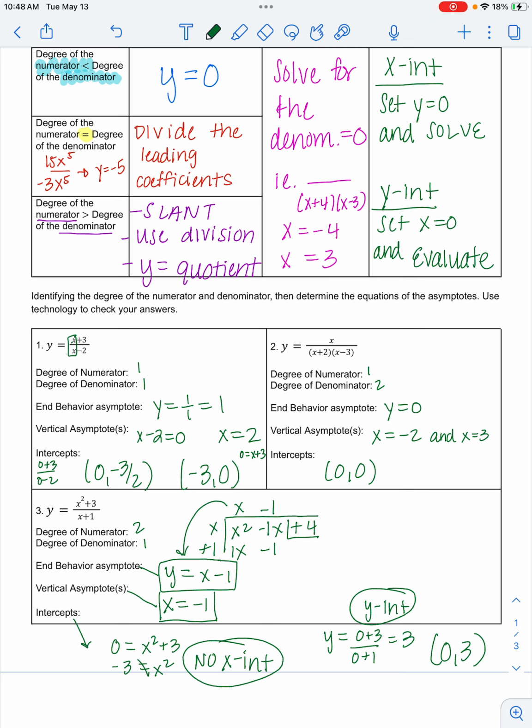All right, everybody, here's your answers. Hopefully you'll notice number 3, you had to find a slant. Whatever you get for your quotient is your slant. There's actually no x-intercepts because you would have to solve x squared equals -3, and we don't have complex x-intercepts.